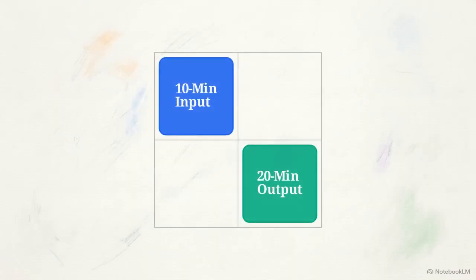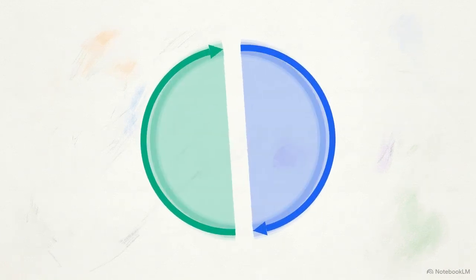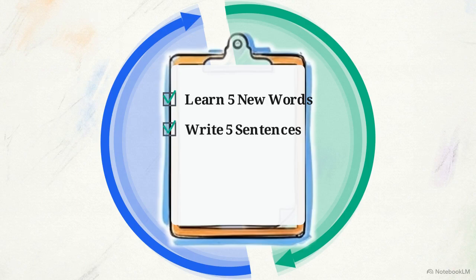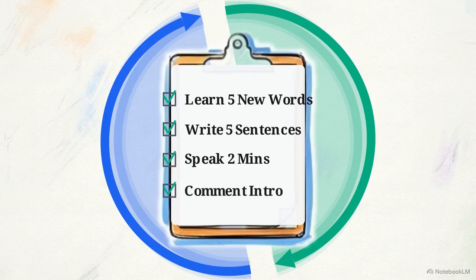It combines the 10-minute input and 20-minute output blocks into one cohesive, circular daily loop. You can start your first full session right now. Here are your 4 tasks for today. Learn 5 new words, write 5 sentences about your routine, speak for 2 minutes without switching languages, and post a short introduction in the comments.